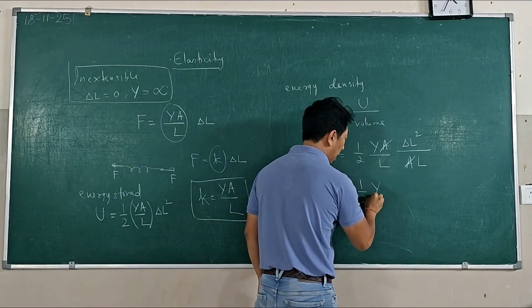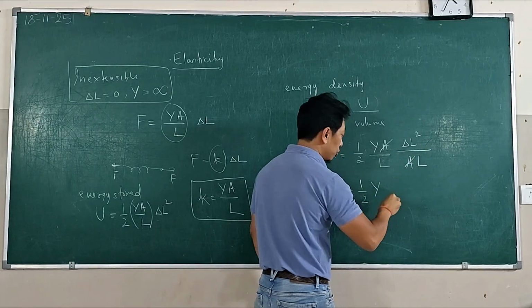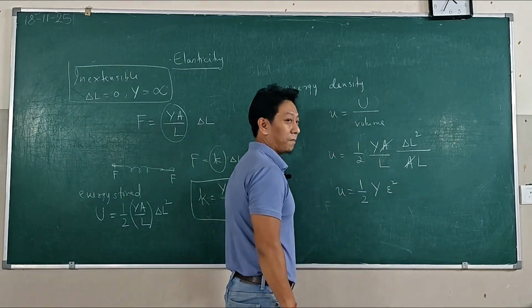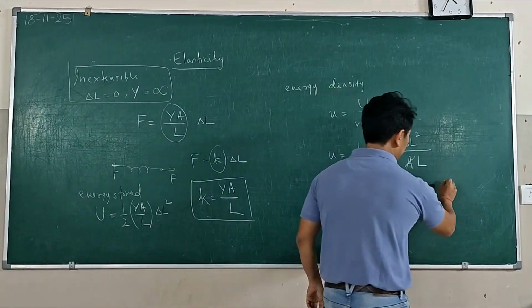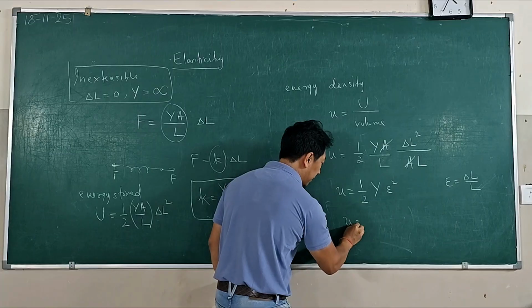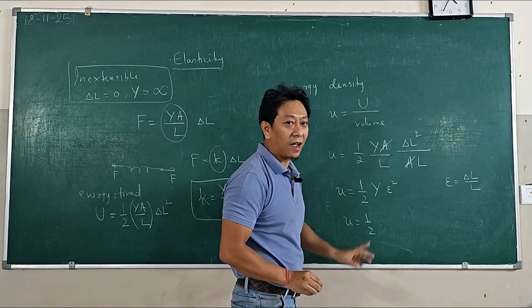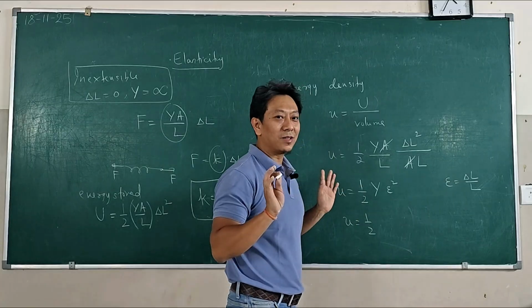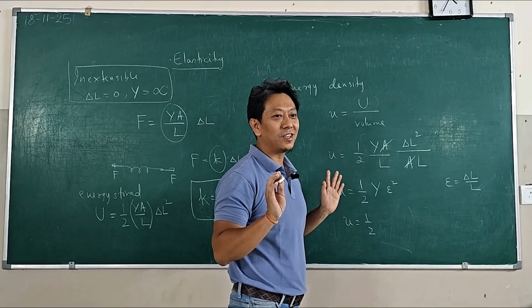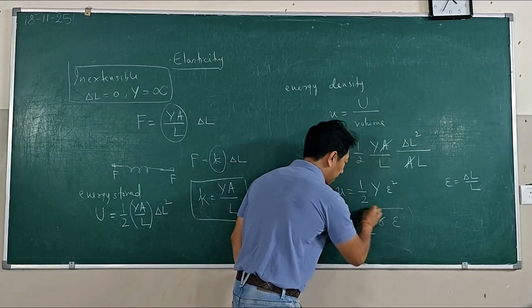So what is energy stored? Half Y, delta L by L is strain, so I can write strain square. Strain is what? Delta L by L. Some people also remember this by writing Young's modulus is what? Stress by strain. One strain cancels. So everybody remembers this popular formula. Energy density in stretched wire is half into stress into strain.